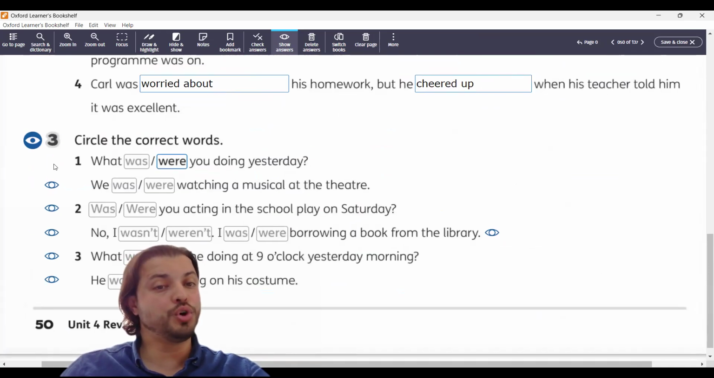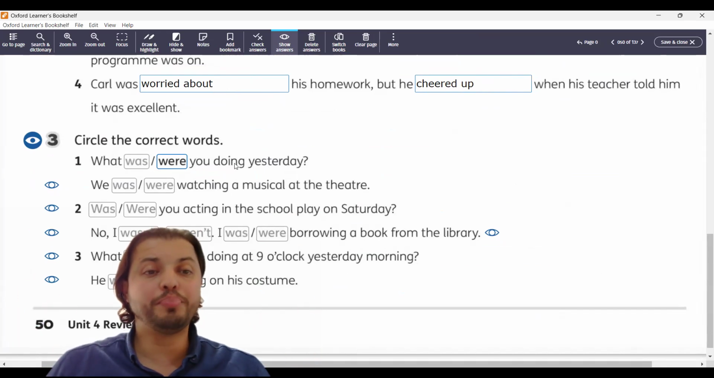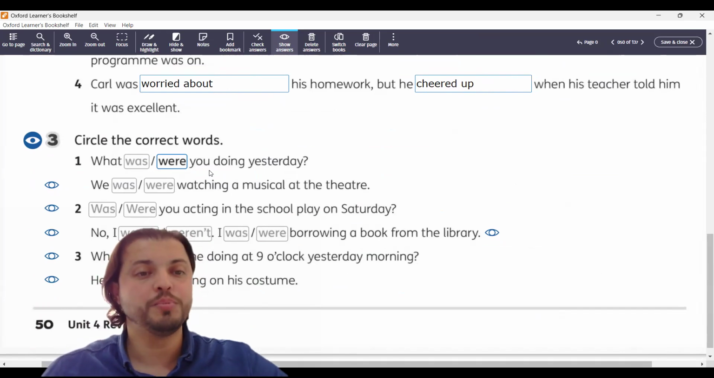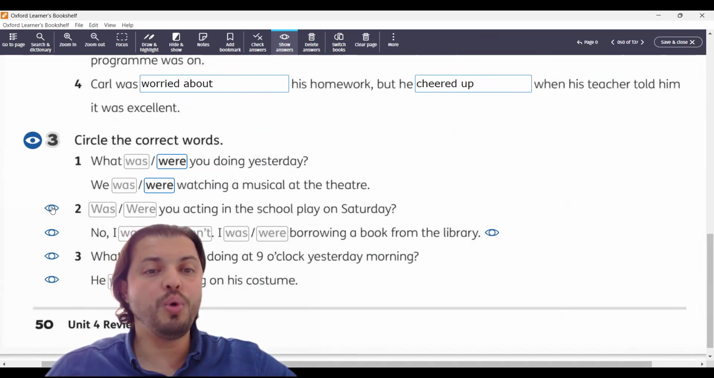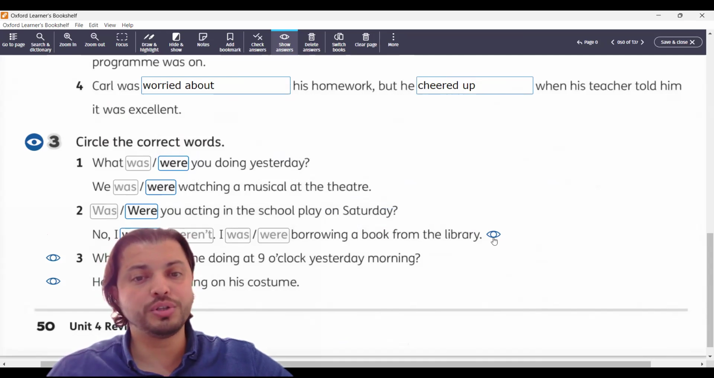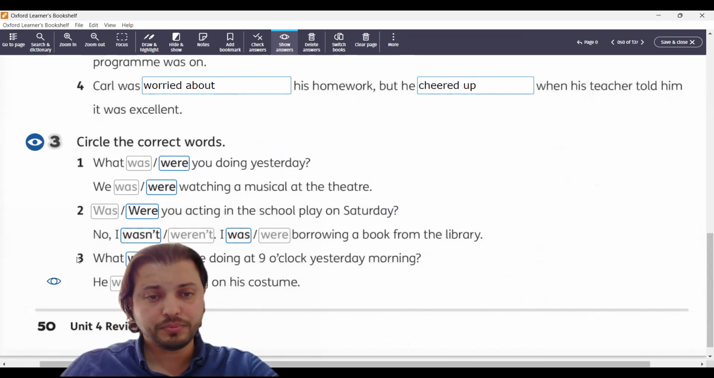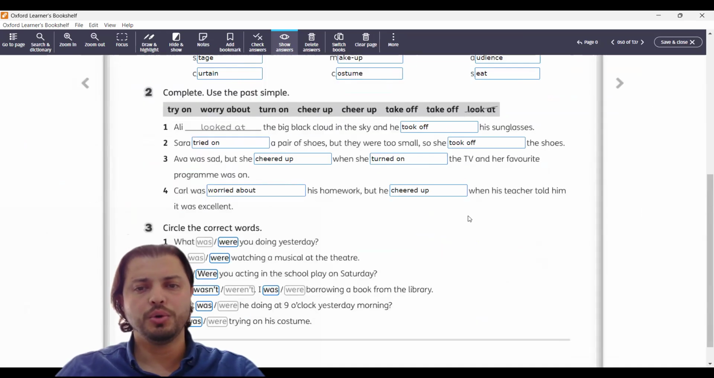What were you doing yesterday? I'm talking about generally many things. And what were you doing? I'm talking about you were, not was you, were you. So we were, of course, watching musical theater. Were you acting in the school play on Saturday? No, I wasn't. Why? Because I was borrowing a book from the library. What was he doing at 9 o'clock yesterday morning? He was trying on his costume. Okay, that's cool. We're doing great, you guys.